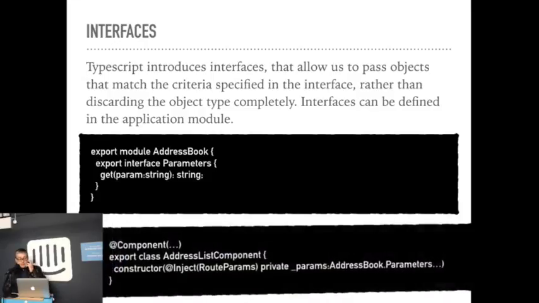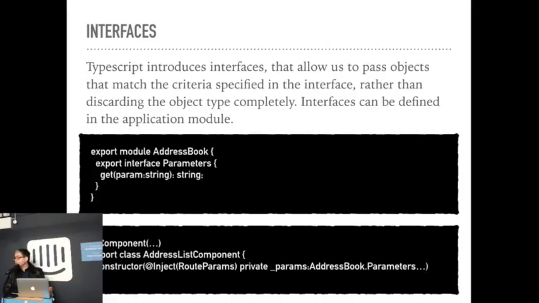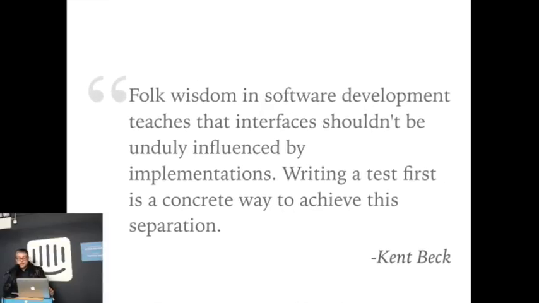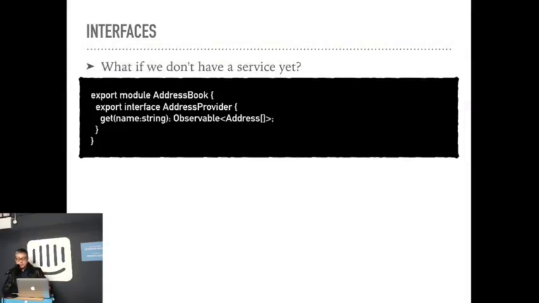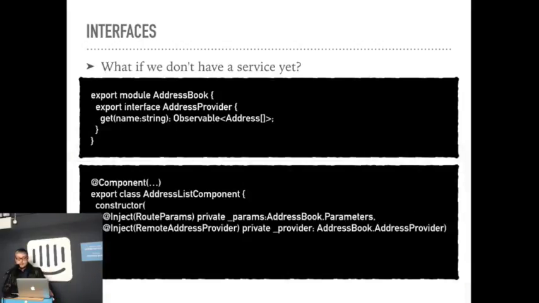Another dependency that we have is the network service. So for instance, what do we do if we don't have the network service yet, and we're developing the component? The way to go would be, like Kent Beck said, to develop your interfaces so they are not influenced by the implementation, but write a test first. That's a better way to achieve the separation. So we would think, okay, what would be the interface that we would need? How do we communicate with the service? It would be something like a get method that would take a string and return an observable list of our address objects. This way we could quickly come up with a pretty dumb implementation, but we could use a mock in the implementation of our component, and we can inject the interface into our constructor, using the interface as the type for our parameter in the constructor.